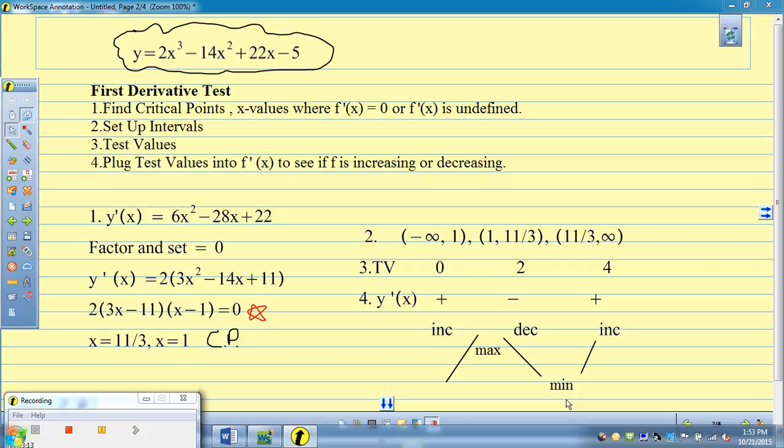We also can see that we have no absolute max and no absolute min, because to the right of 11/3, this function continues to go up forever, and to the left of 1, it continues to go down forever. So we have a relative max and a relative min, and no absolute max or min.